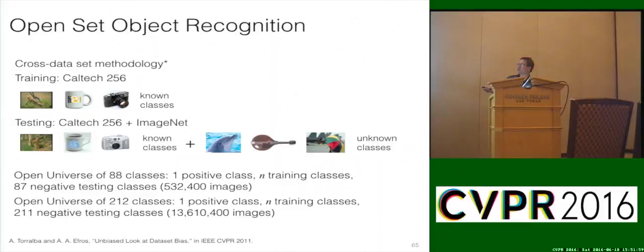So this is from one of our earlier papers. We had an open universe of 88 classes. So that's the total things we know about. We're going to train with 1 positive class and test with 1 positive and n negative classes. And then we're going to test with all 87 negative classes during testing. Then we have another one where we did an open universe where we had 212 classes with 1 positive and n, and we're going to vary n, and then test with all of them.